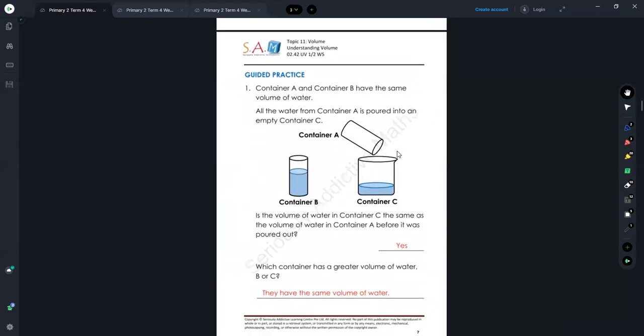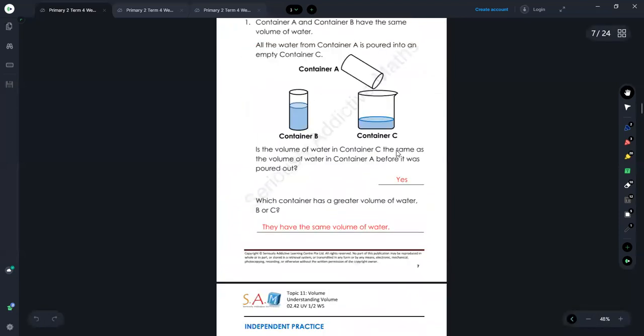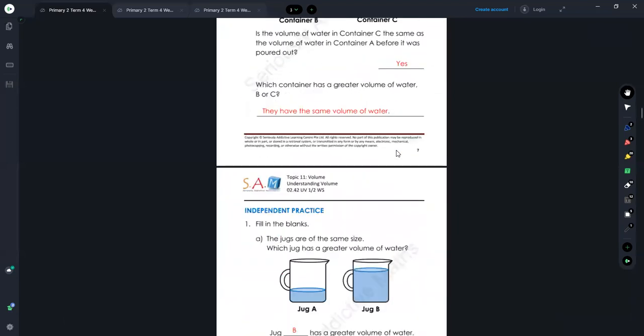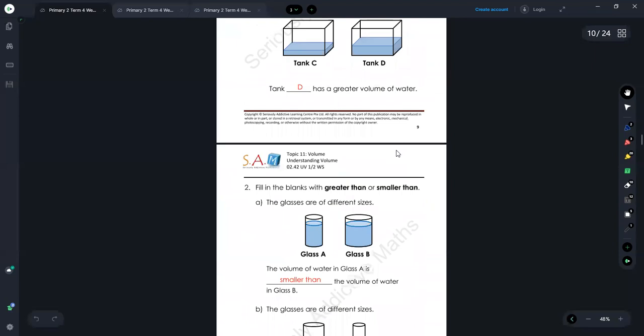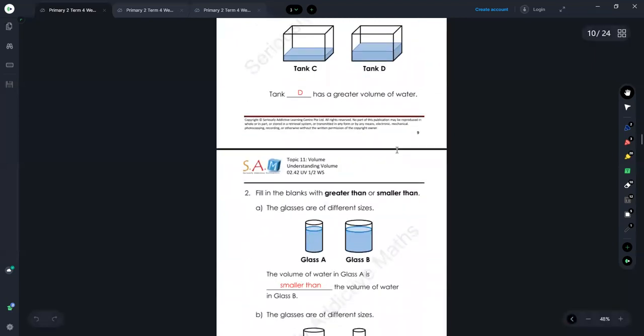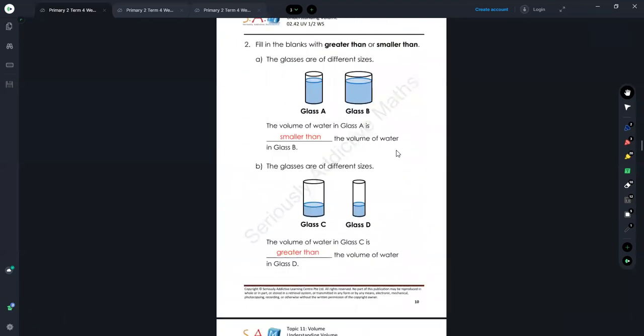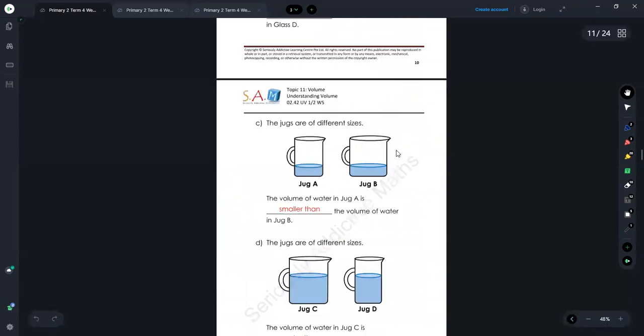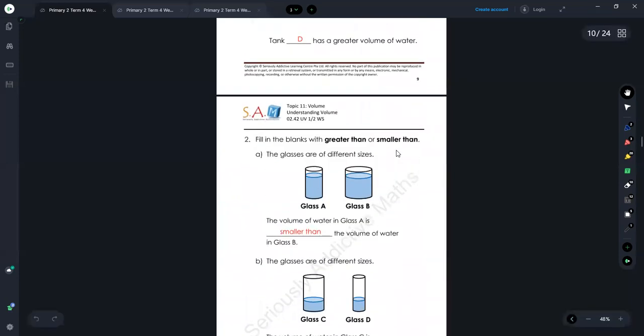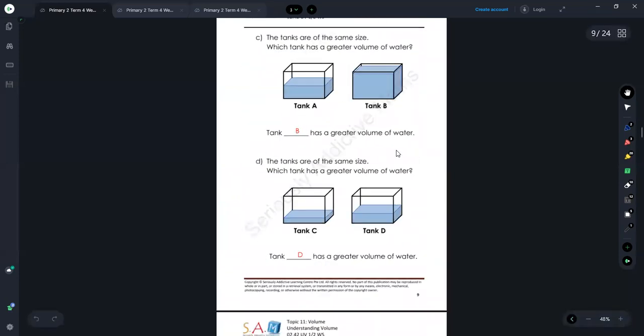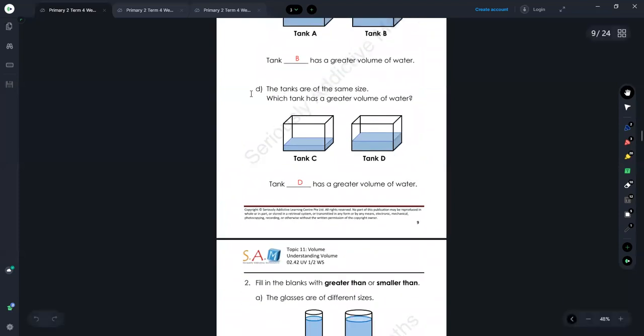Okay, next, get them to do the guided practice on this question on their own, then check the answers. After that, I think the questions are rather straightforward. So I would rather that you get them to do question D and question 2A. So you notice why I chose this.